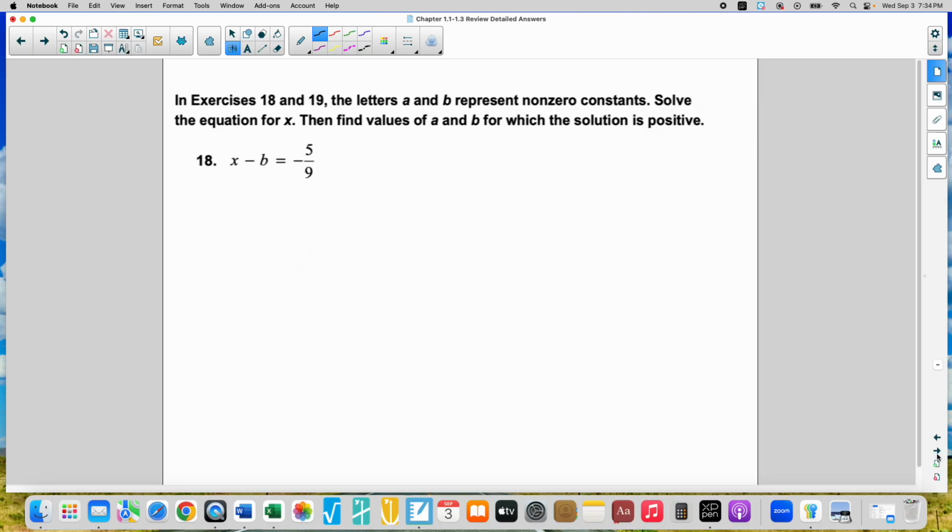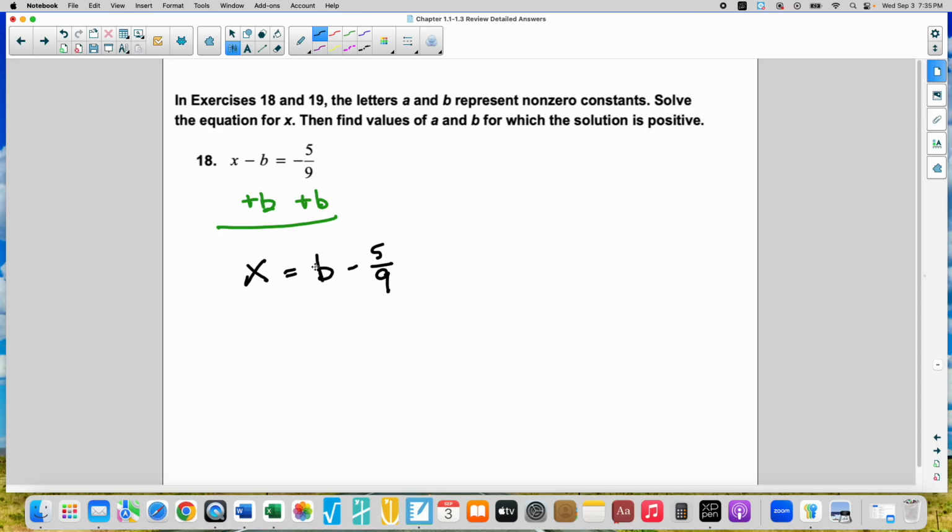Problems number 18 and 19. The letters A and B represent non-zero constants. It just means that they can't be zero. Solve the equation for x, then find the values of A and B for which the solution is positive. So if we want to solve the equation for x, we're first going to add b to both sides. That gives me x equals b minus 5/9.